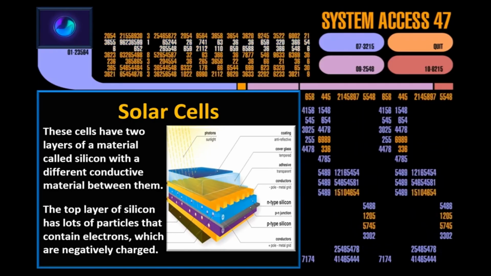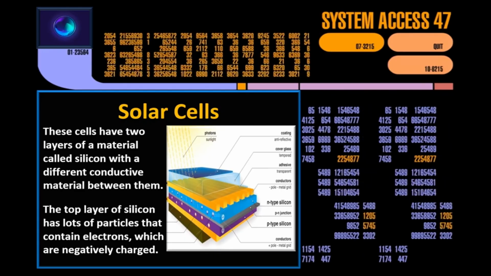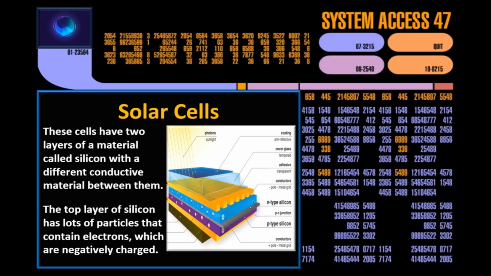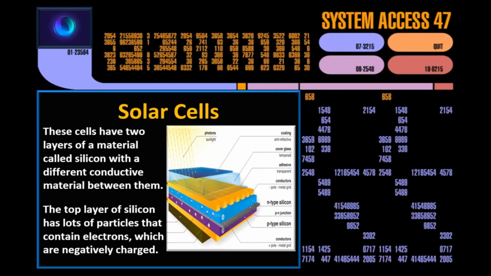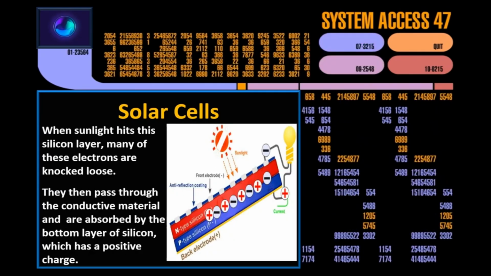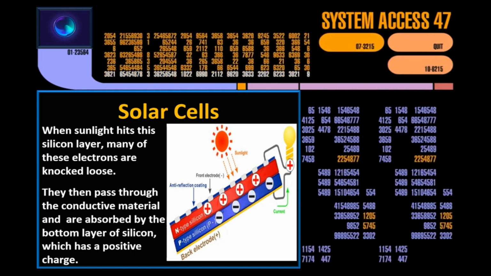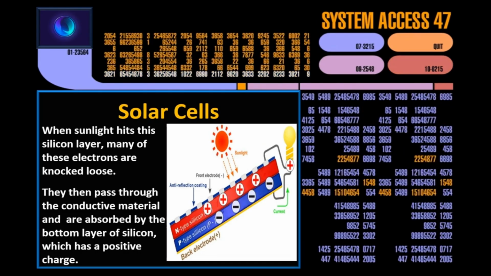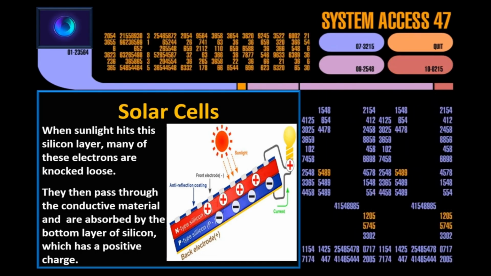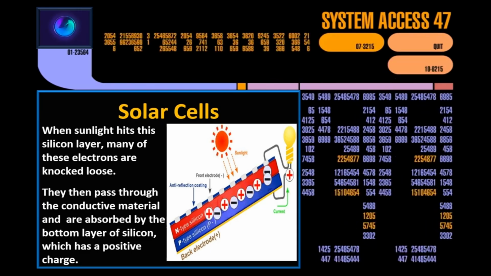Solar array wings or panels consist of solar cells. These cells have 2 layers of a material called silicon with a different conductive material between them. The top layer of silicon has lots of particles that contain electrons, which are negatively charged. When sunlight hits this silicon layer, many of these electrons are knocked loose. They then pass through the conductive material and are absorbed by the bottom layer of silicon, which has a positive charge. This creates a form of electricity known as direct current.